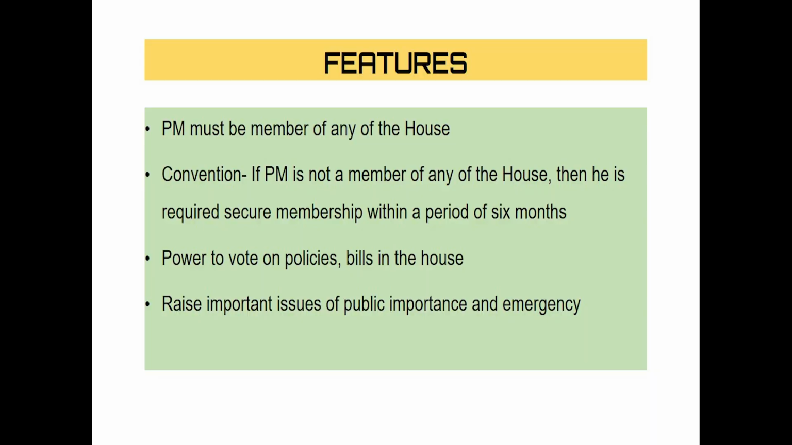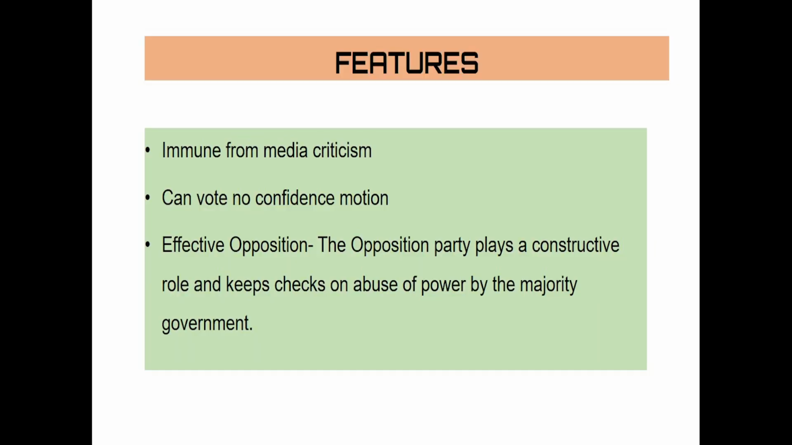Now another important one is the power to vote on policies or bills in the house, and they also raise issues of political importance and emergencies, and they are also immune from media criticism and can vote in a no confidence motion. Now, effective opposition is also one of the essential features of the parliamentary system of government. The opposition party plays a constructive role, and it helps in keeping a check on the government, or the majority party, against abuse of power by the majority government.